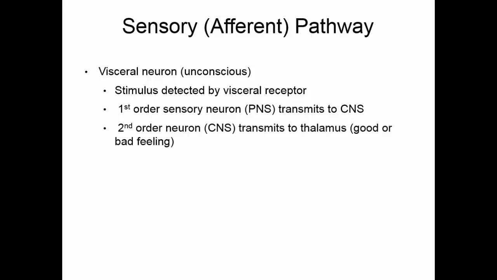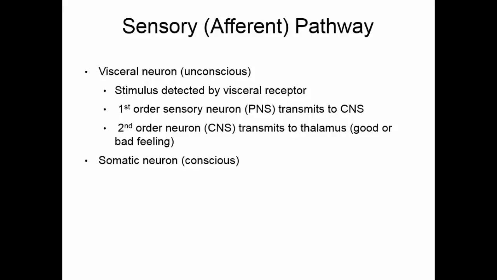Once in the central nervous system, we will have a second order neuron that will transmit this to the part of the brain known as the thalamus. The thalamus is sort of the switching center for everything. Initially, it gives everything a good or bad feeling, and then it decides whether it goes further up the chain or stays within the unconscious brain. With a visceral neuron, the signal stays within the unconscious brain.